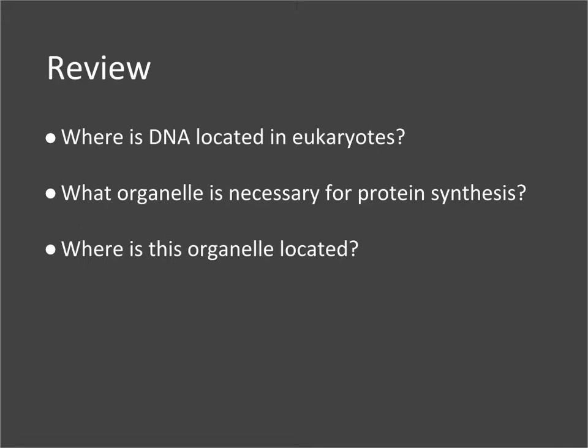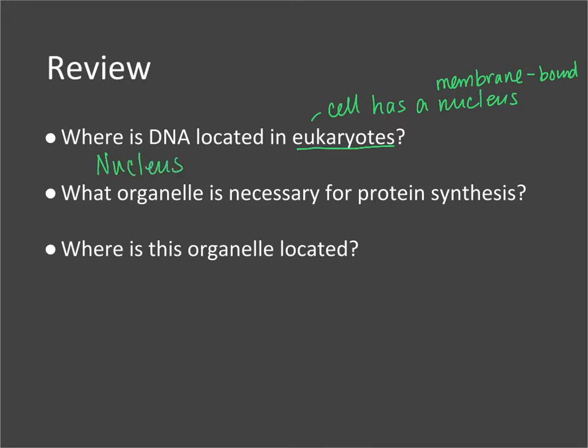So let's review a little bit about where DNA is located, what organelles we need in order for protein synthesis to occur, and where the organelles for protein synthesis are located. So remember that in eukaryotes, one defining feature of a eukaryote is a cell that has a nucleus. All right, and this is a membrane-bound nucleus. So it's a nucleus surrounded by a membrane, kind of like the cell membrane. So the answer to this question is that DNA is located in this membrane-bound nucleus.